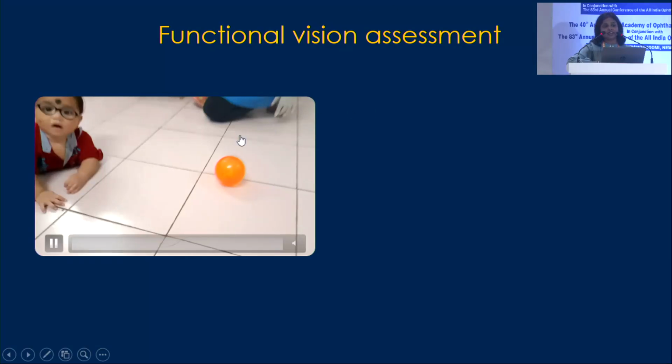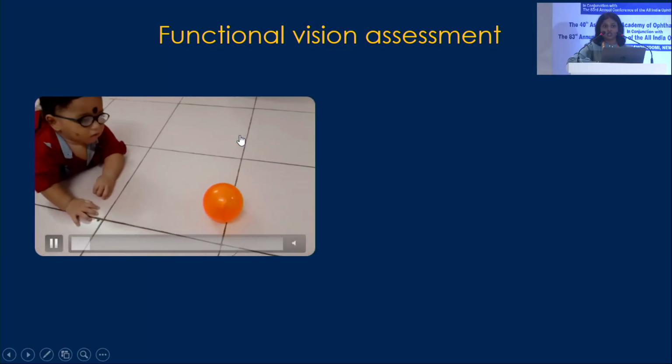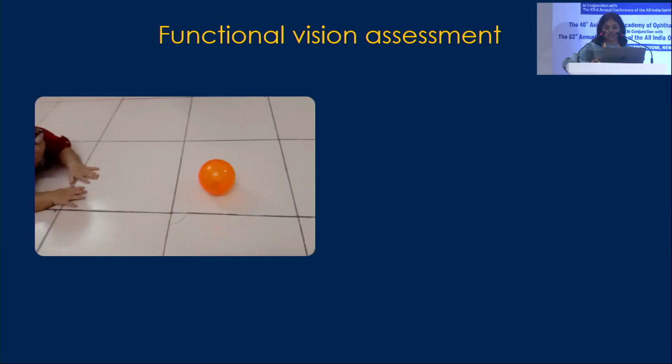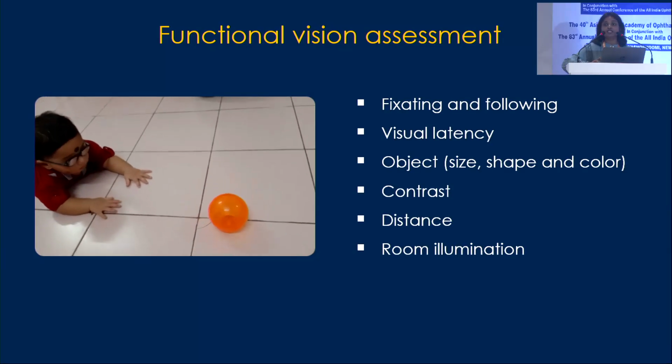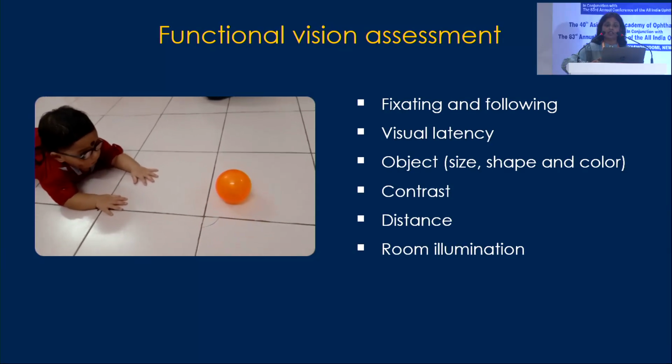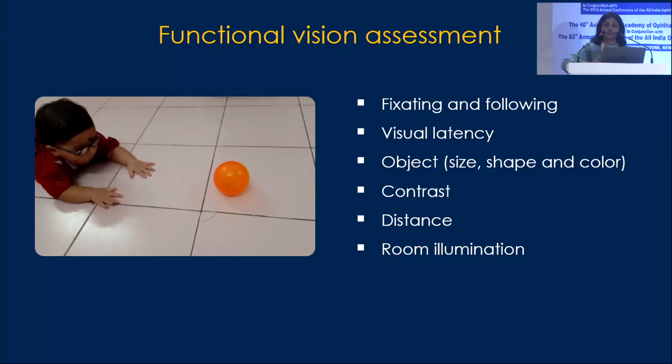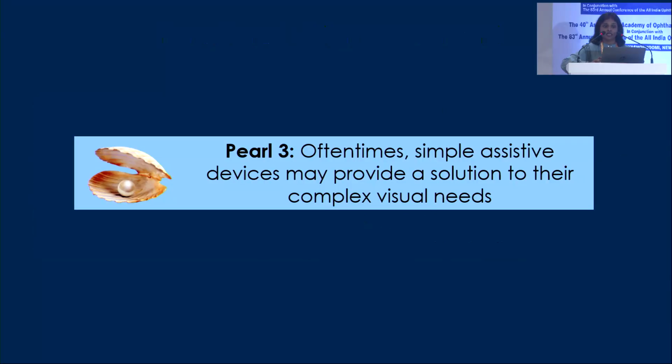Even a simple task like asking the child to reach towards the ball and seeing how the child reacts to it. And it's important to mention if there's any latency, or the object characteristics, the contrast, distance, and the room illumination. So looking at the third pearl, oftentimes simple assistive devices may provide a solution to the complex visual needs.